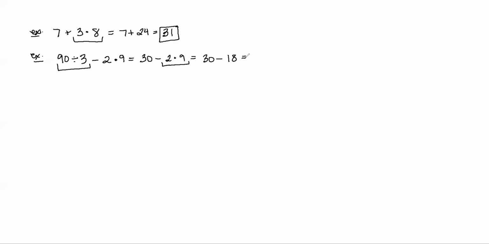And so if you notice, if we would have just done that in this step, 2 times 9 is 18, we could have gone straight to here. But this is perfectly fine. So 30 minus 18 gives us 12.